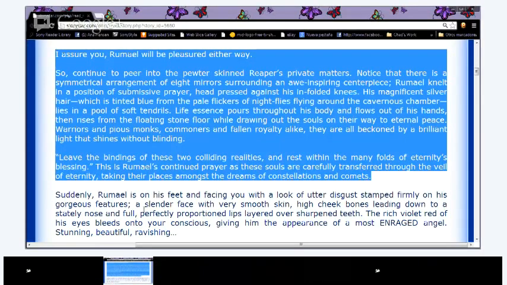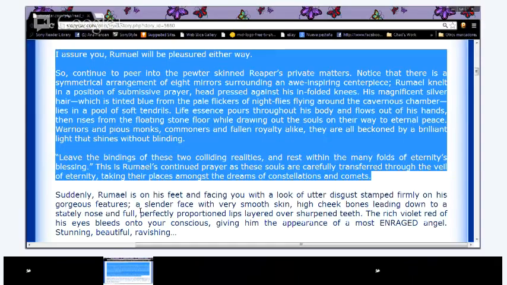Life essence pours throughout his body and flows out of his hands, then rises from the floating stone floor while drawing out the souls of their way to eternal peace. Warriors and pious monks, commoners and fallen royalty alike, they are all beckoned by a brilliant light that shines without blinding.